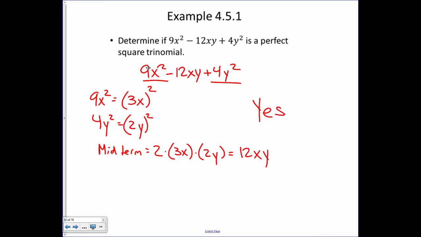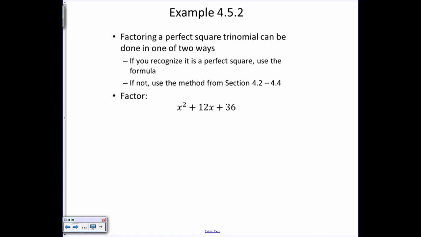So now that you should be able to recognize perfect square trinomials, we want to talk about how you would actually factor them. And so factoring a perfect square trinomial can be done in one of two ways. If you recognize it's a perfect square, then just use the formula. If not, we're going to use the method that we used for factoring previously. So we're going to do this problem, x squared plus 12x plus 36, and we'll just do it both ways so you can see the difference between the two.